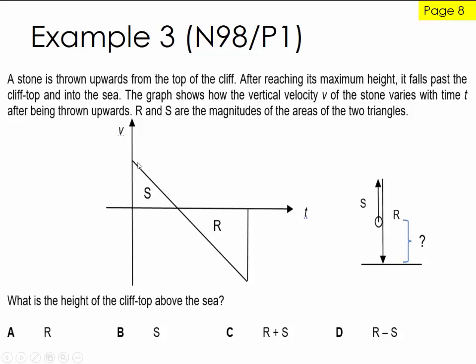Okay, so what you can do is this, you look at this, velocity is decreasing until it reaches 0. So this point must be a maximum point, maximum height, right? And the gradient throughout is constant, right? That should be our acceleration due to gravity, 9.81, if there is no air resistance, right? So you can sketch a diagram here. S is actually the displacement the object moved to the maximum height, and R is the displacement from the maximum height to the sea, right? So that's R. We are finding the cliff top height, right? And that is R minus S. Answer is D.